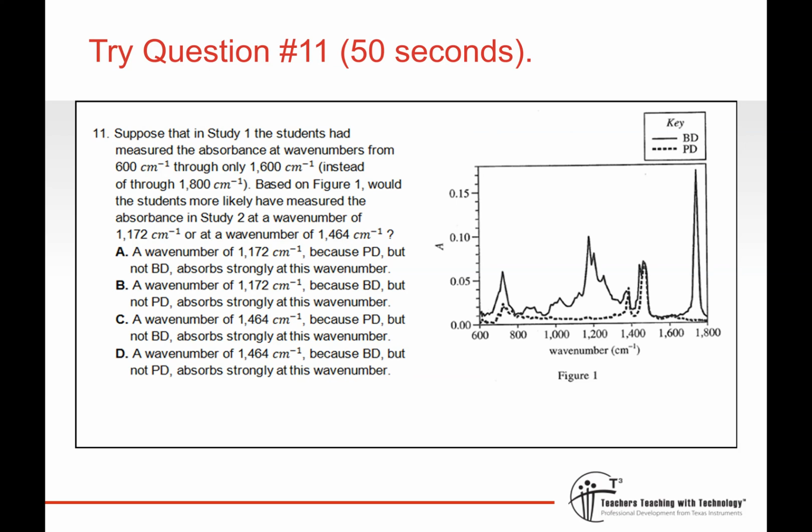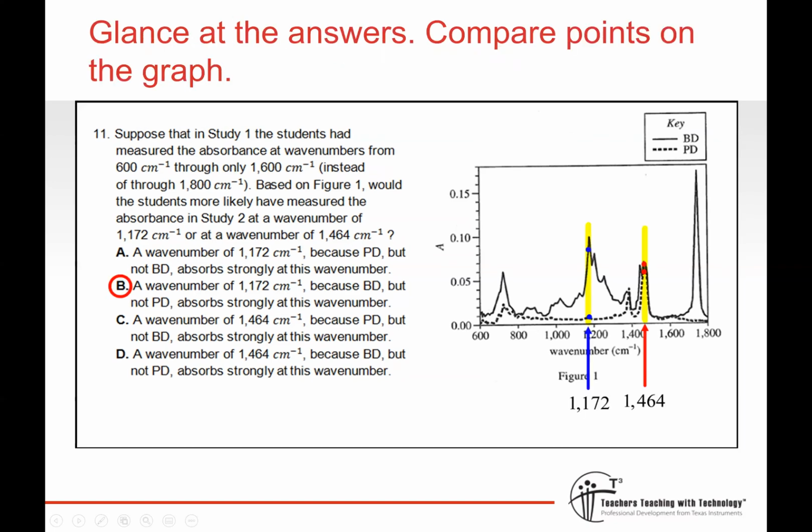Okay. This is an example of a science question where every answer is very, very similar, but they're slightly different. Like if I look at choices A and B, the difference is right here on that second one, but not BD, but not PD. We've got to read carefully.